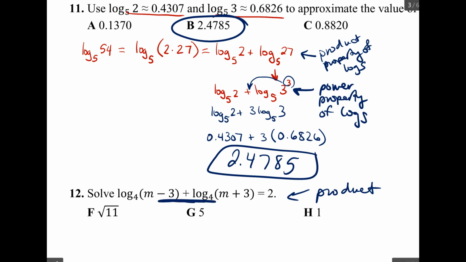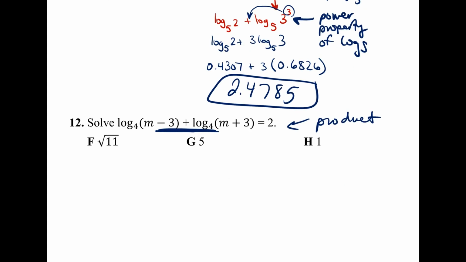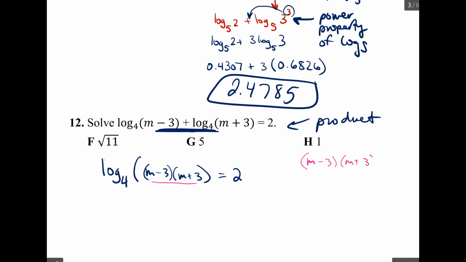So since I'm adding two logarithms, I'm going to be multiplying the insides together. So this looks like log base 4 of (m minus 3) times (m plus 3) is equal to 2. Okay, so we can FOIL this out: m minus 3, m plus 3, so I have m squared minus 3m plus 3m minus 9. The middle two go away. So I have log base 4 of m squared minus 9 equals 2.